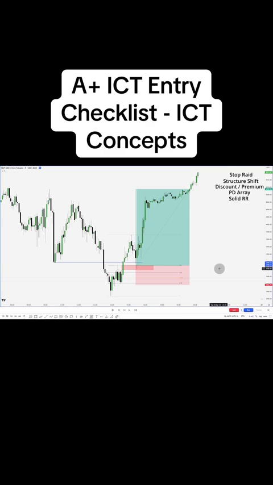Just to review everything, I look for a stop raid, a shift in structure, a return to equilibrium or OTE, some sort of PD array that catches my eye, and then manage my risk in order to have solid risk to reward.